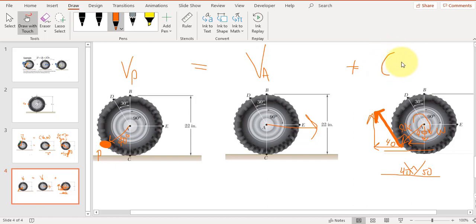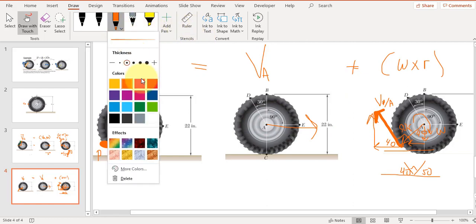So we're going to do omega cross r again for that relative motion. So this is the velocity of this point relative to the center of the tire. So let's go ahead and we'll split up the omega and xyz components again. This time our radius has x and y components, so this will be just a little bit trickier to get.